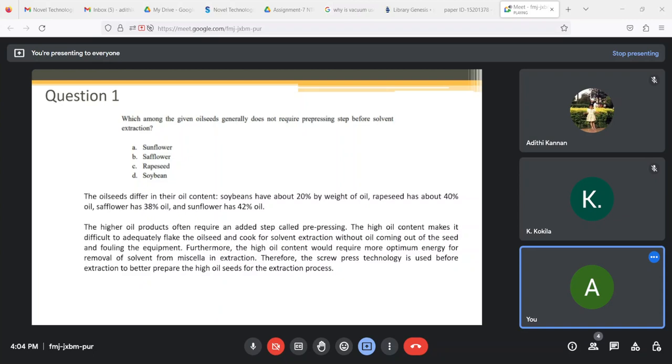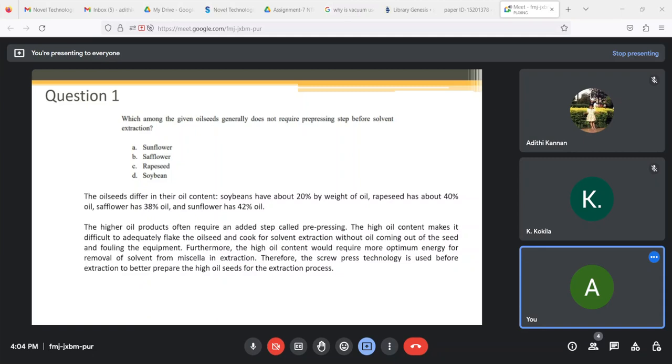Solvent extraction in itself requires other steps, such as flaking, where you flatten the oil seeds, and then you cook the oil seeds to increase plasticity. During these steps, when you have very high oil content, there are chances that the oil will leak out at the previous stage itself. And when oil leaks onto the equipment, it fouls the equipment or reduces efficiency as well. So in order to prevent that, pre-pressing is one of the reasons why we proceed with it.